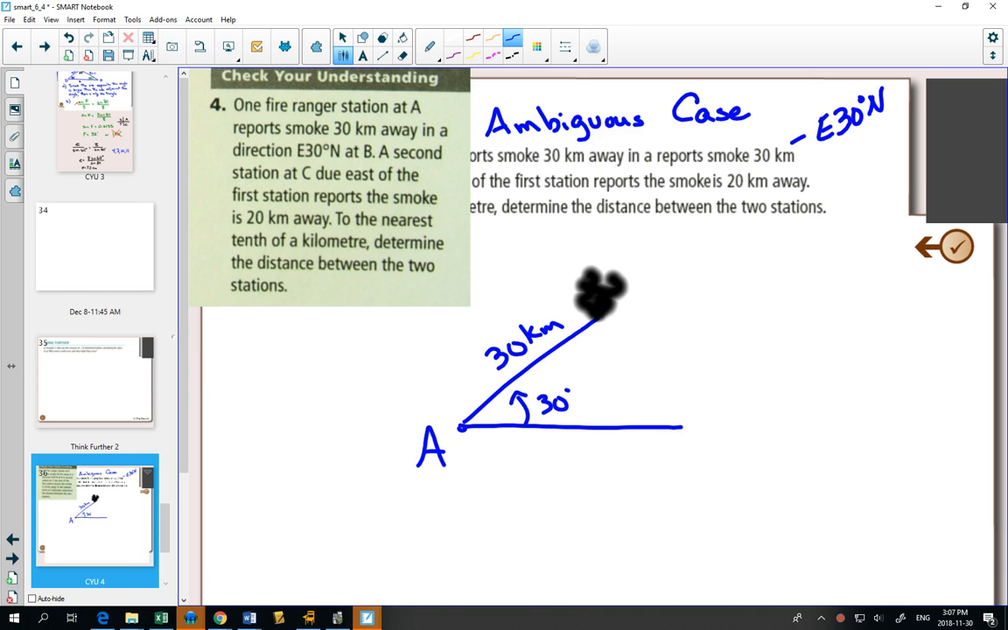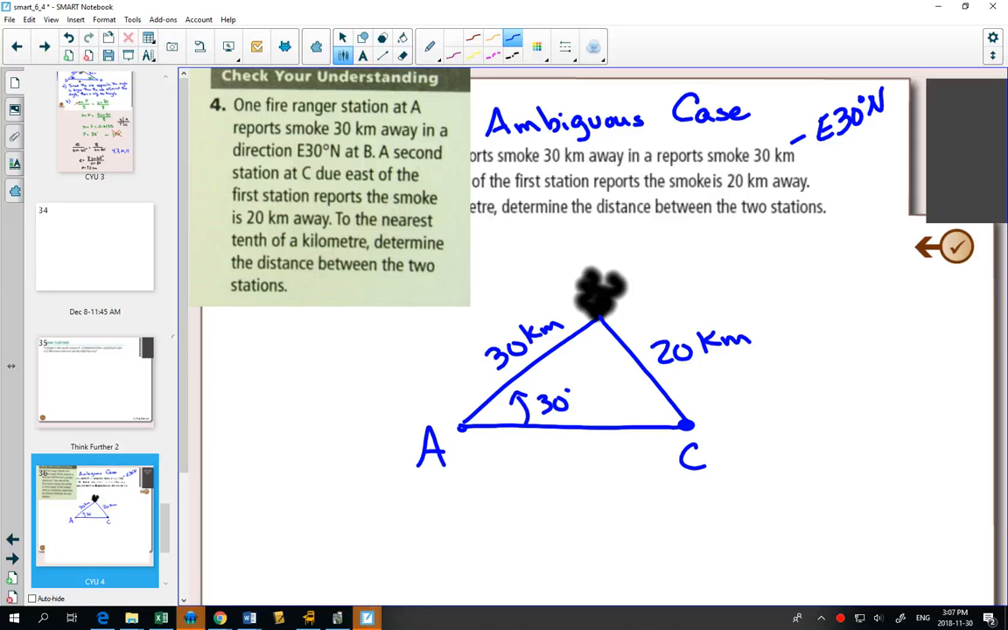A second station at C, due east of the first station. So here is the second station at point C. Reports the smoke is 20 kilometers away. So we drew one triangle.